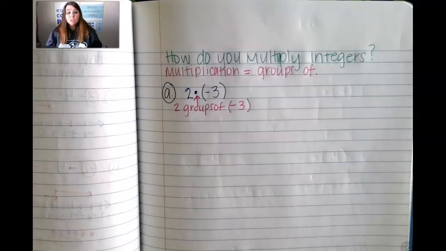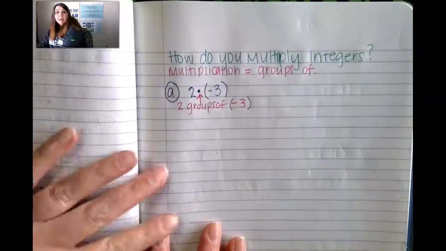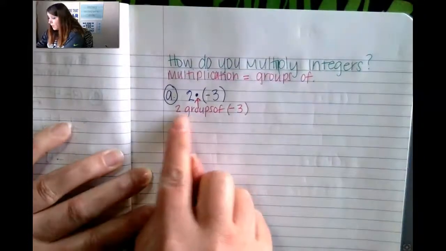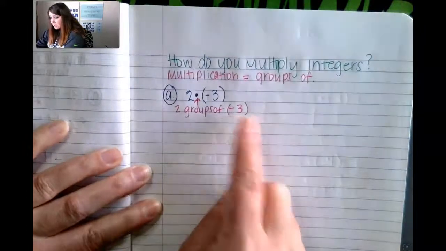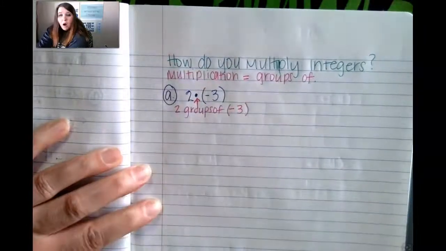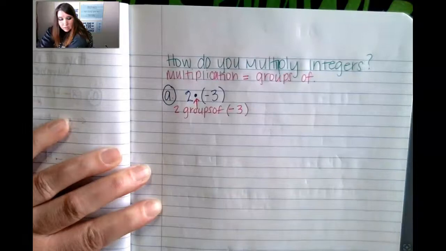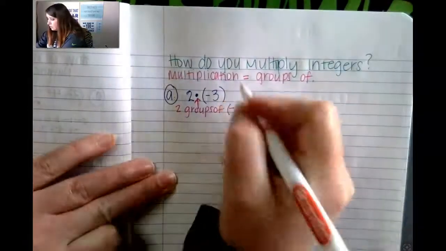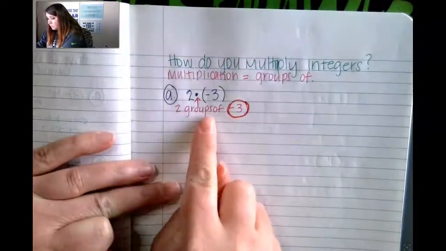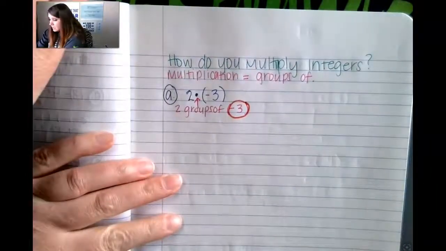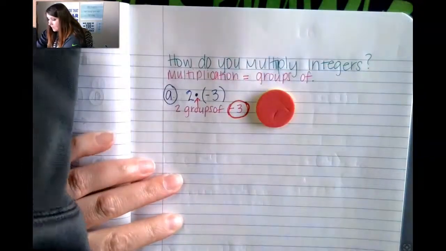If you can think of this as 2 groups of negative 3, you will be in a really good spot for multiplying integers. So we're going to use our chips just like we did when we were adding and subtracting, and we're going to set up a model of what this looks like. So 2 groups of negative 3. We know that negative 3 are the red chips, so I'm going to be using red chips, and I need 2 groups of them.